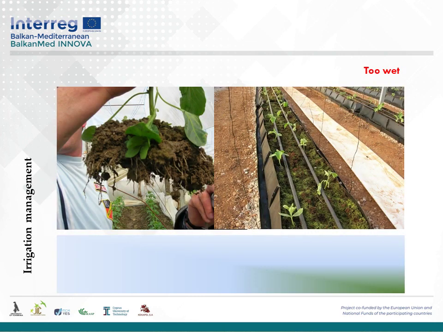Contrary to what we discussed until now, if the amount of water brought by irrigation or the frequency of irrigation is too high, we might be under the condition of too wet soil or substrate. And because of that, the plants will also suffer several problems.